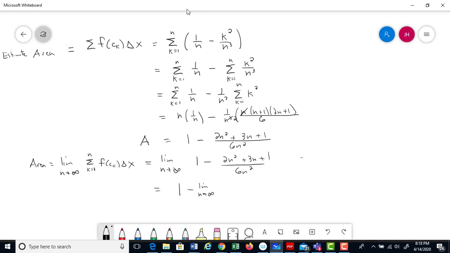So I'm just going to erase it. We know it's going to be 2 over 6. So minus 2 over 6. So 1 minus a third, which is equal to 2/3. So that's the actual area underneath that curve.